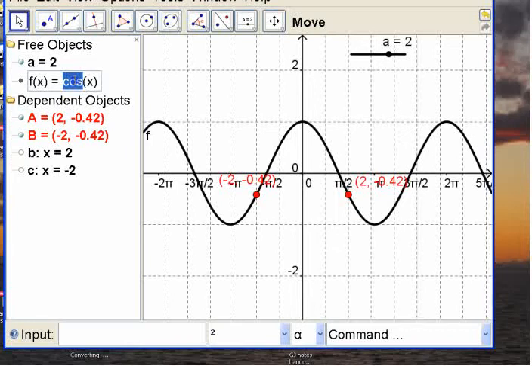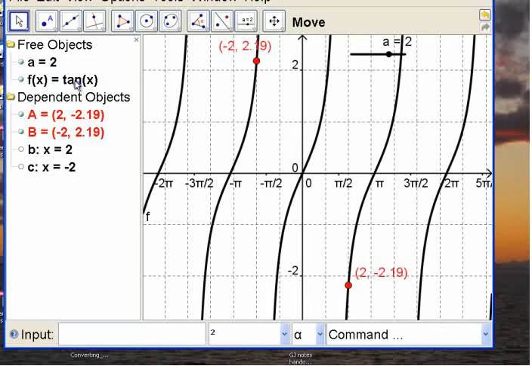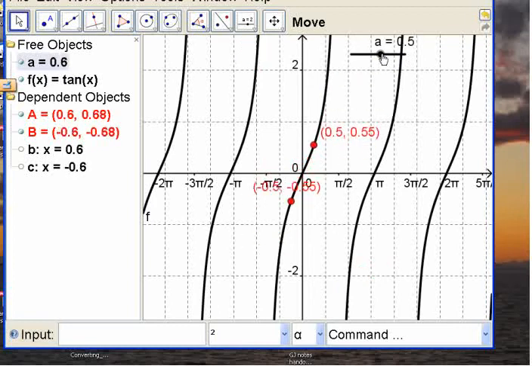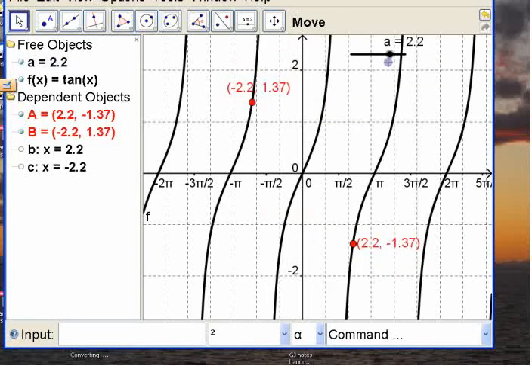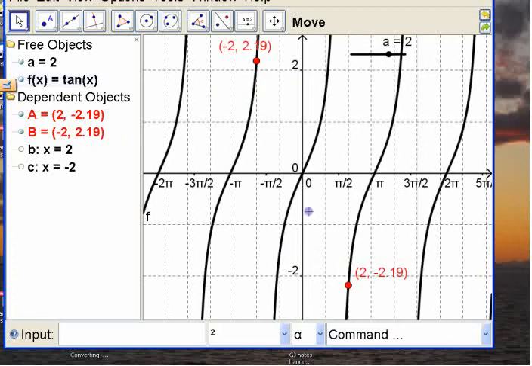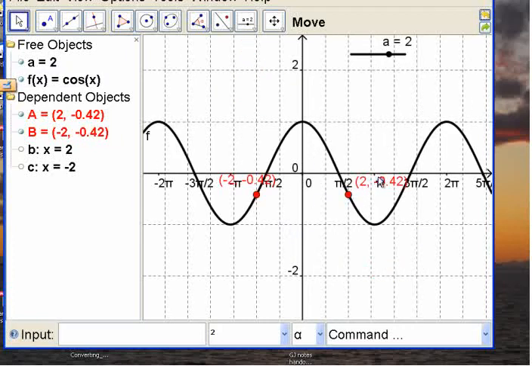Cosine's even. What about another trig function? Tangent. Tangent is odd, right? Because if I go on either side here, let's go where you can see it. About there, 0.9 has a value of 1.26. Negative 0.9 has a value of negative 1.26. Even if you go right to there, 2.2 has a value of negative 1.37. Negative 2.2 has positive. They're opposites. The function values are opposites for opposite x values. Whereas an even function has, I have to go back a few here, an even function has the same values, right?